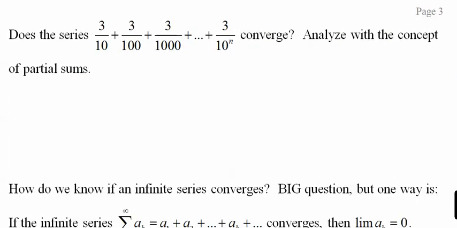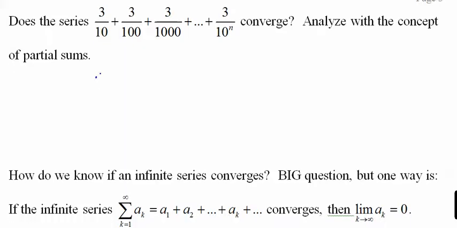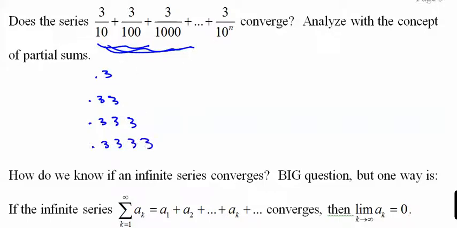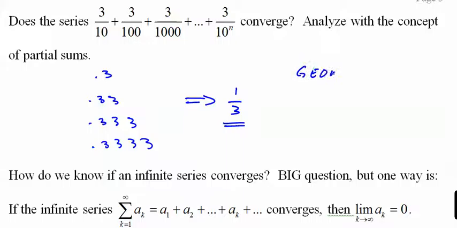How about this one? Partial sums again. 0.3, 2 together, 0.33, 3 together, 0.333, 4 together, 0.3333, and so on and so on. It would appear that this is getting closer and closer to 1/3. And again, it's a geometric series. Be careful, a lot of people say, oh, the r is 1/3. r is 1/10, because that's what we multiply each term by to get to the next term.